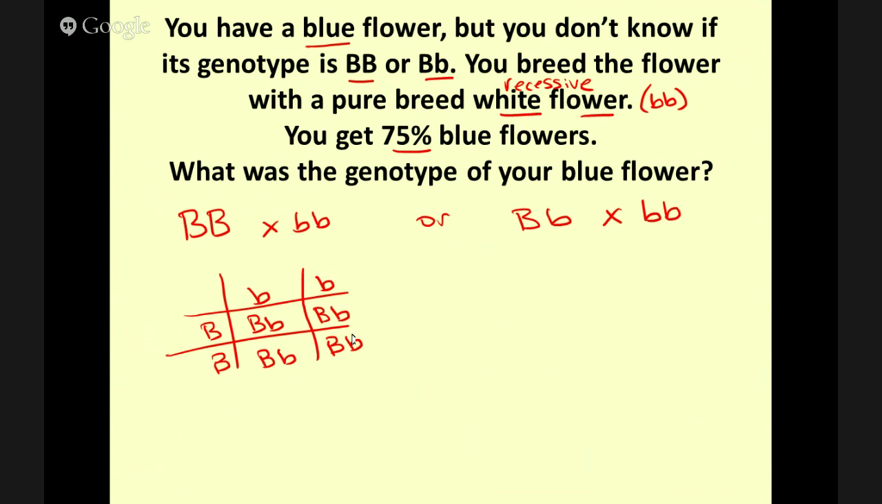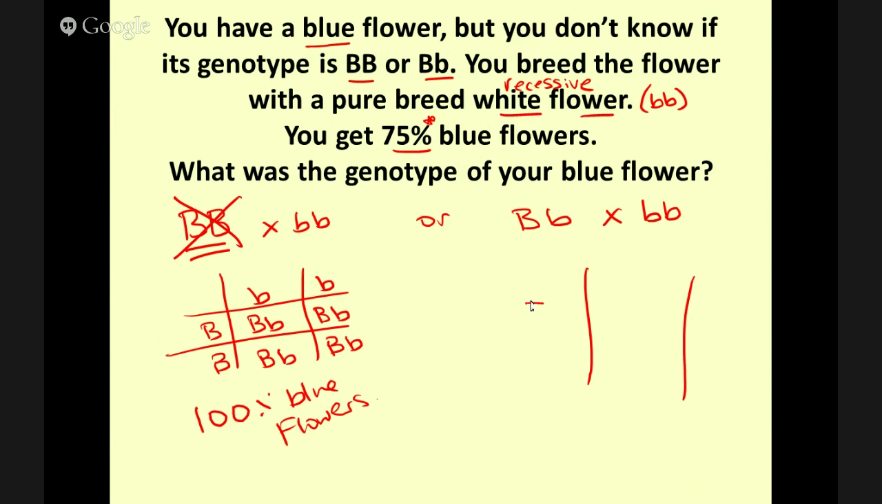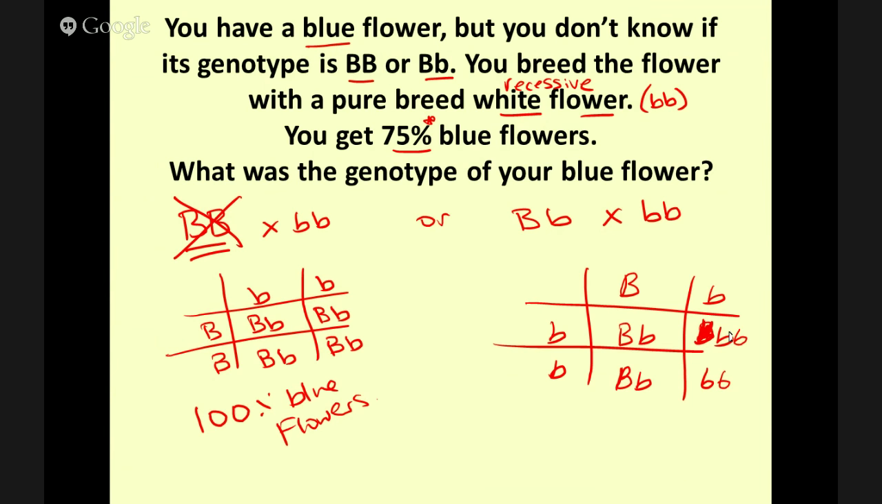So if my blue plant was big B, big B, what should all the flowers have looked like? They should have been 100% blue flowers, right? Was that what I saw? No, I saw 75% blue flowers, so it can't be this one. So then let's do our Punnett square to double check over here. Big B, little b, little b, big B, little b, big B, little b. Oops, hold on. Little b, big B, little b, little b, two. All right, so this one is two little b's, right? So B from here, B from here.